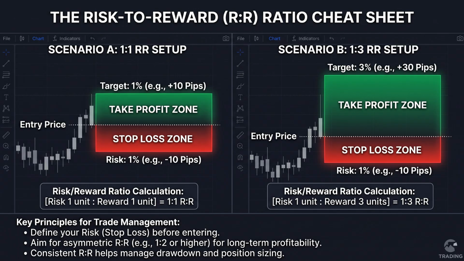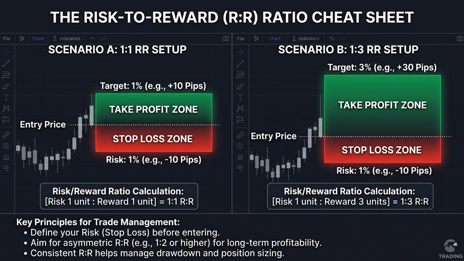Specifically, the trader is risking 1% of their capital, or 10 pips, to potentially gain 1%, or plus 10 pips. The calculation at the bottom confirms this means 1 unit of risk equals exactly 1 unit of reward.